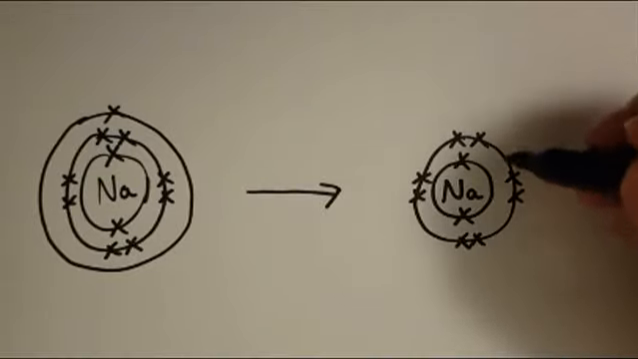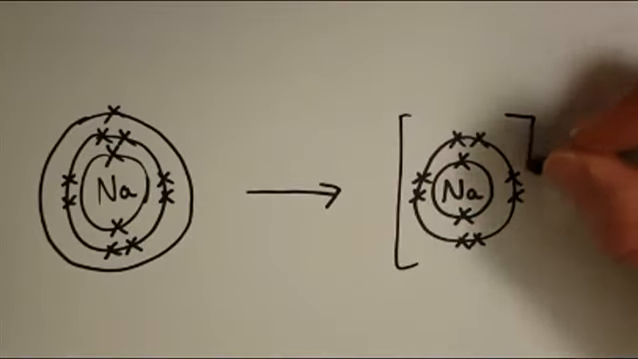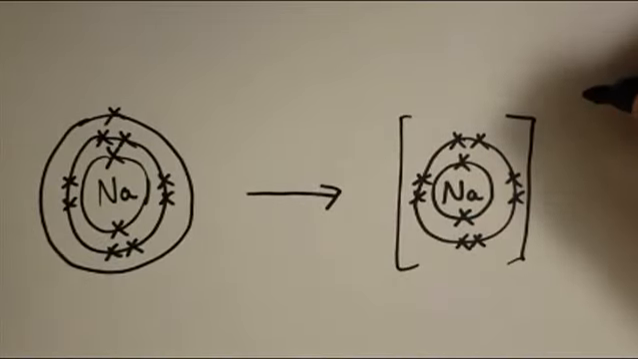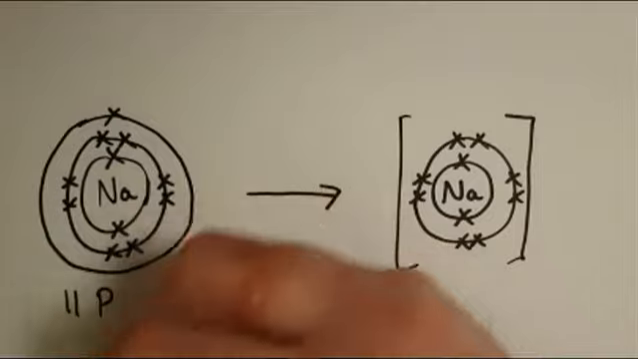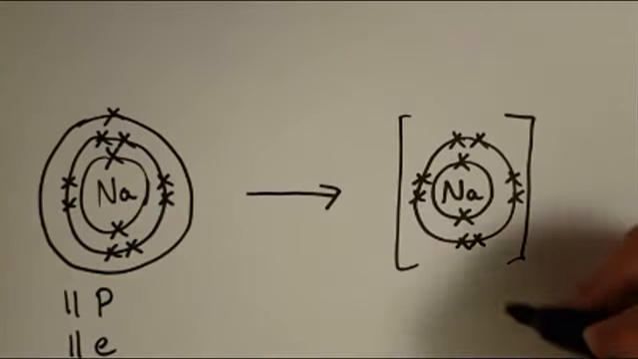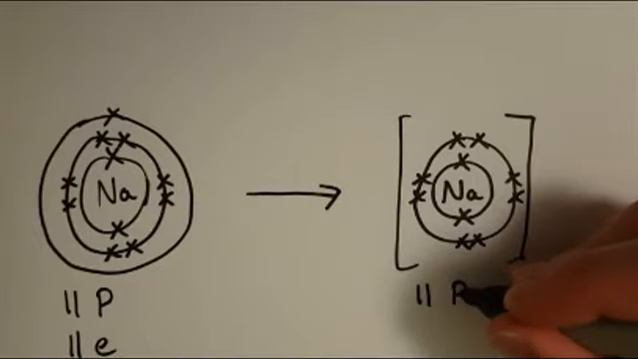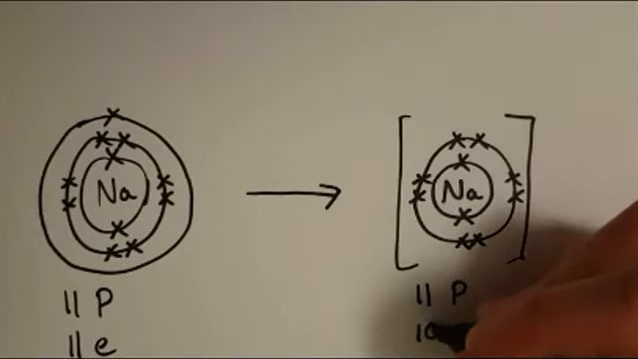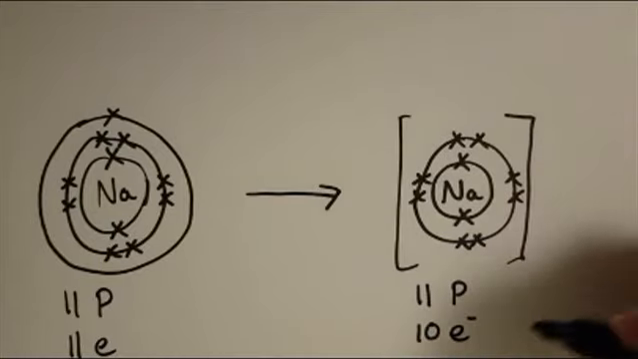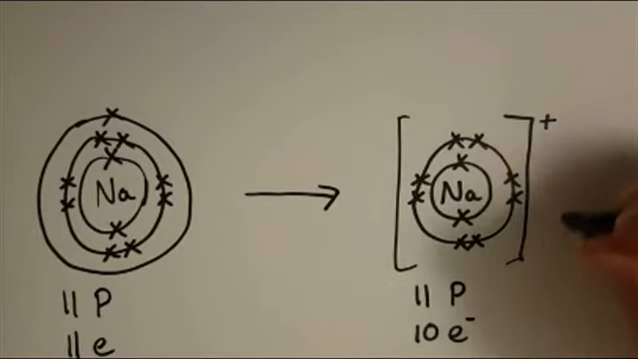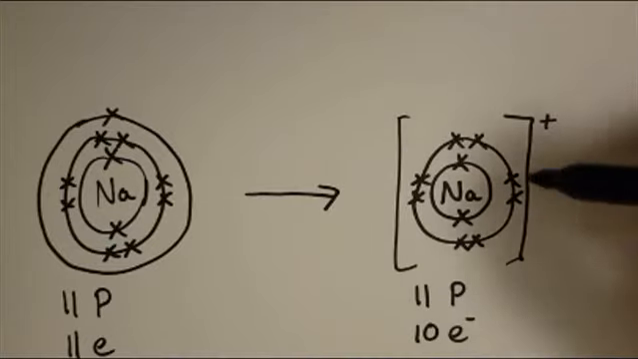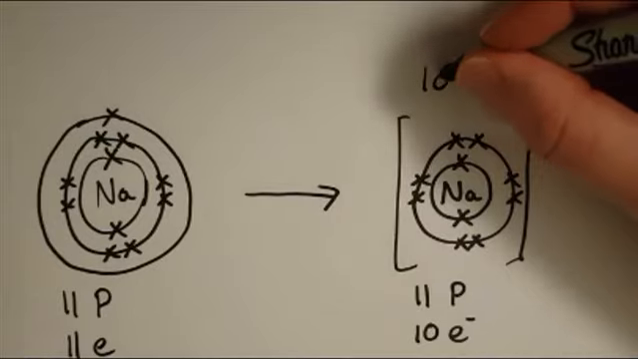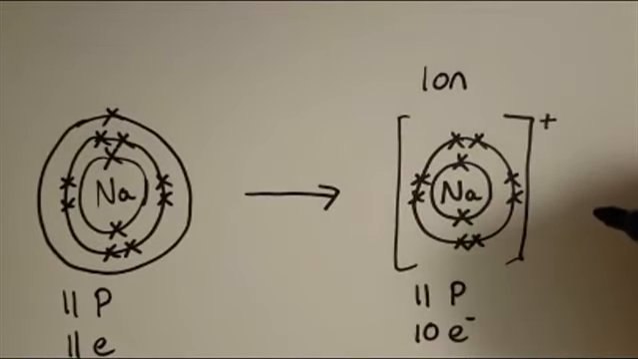And to show that we've lost that electron, we're going to draw some brackets around it, and we're going to need to put a charge on it as well. Now you might remember that sodium had, at the start, 11 protons and 11 electrons, and the charges cancelled out. We now have 11 protons, still, we haven't done anything to our protons, but we only have 10 electrons. We've lost an electron. We now have an overall positive charge of +1. So we're going to write a plus up there to show that we have now got an overall positive charge and we have become an ion. This is something that has now lost or gained electrons.